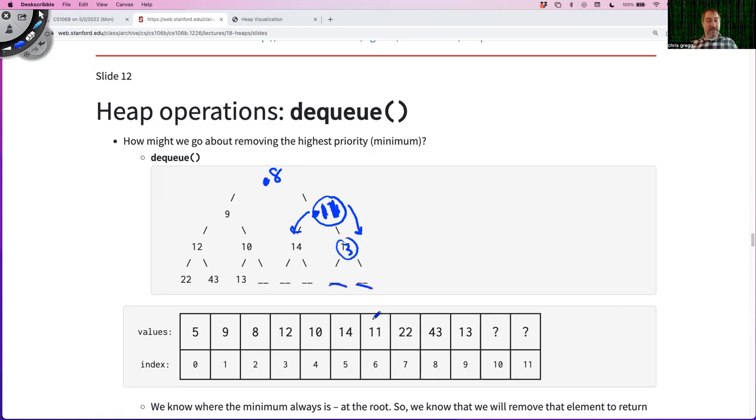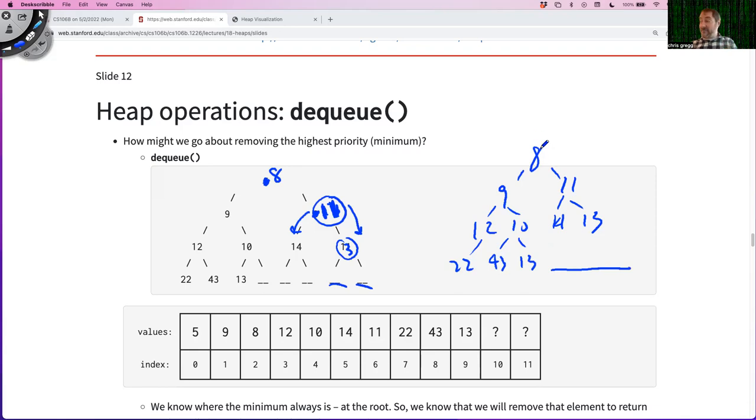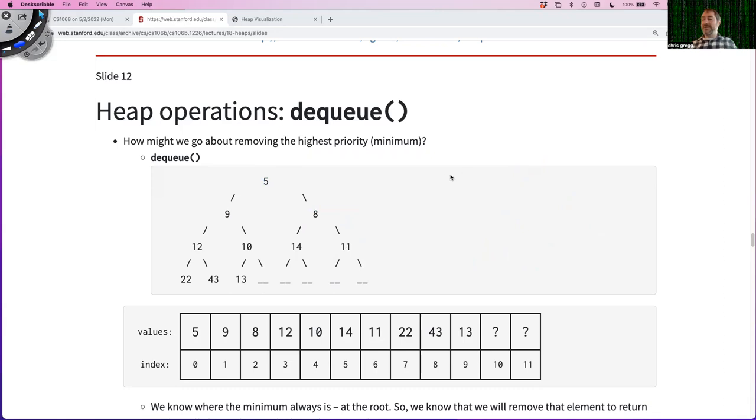We've done it. Do we now have a new heap? Let me redraw it over here. 8, 9, 11, 12, 10, 14, 13, 22, 43, 13. Do we have a complete tree or a completely filled tree? Yes, because the empty spots are all here. Do we have a heap? Exactly. Yes. Everything is lower than all of its children on both sides. We did it. That is the other algorithm called bubble down.